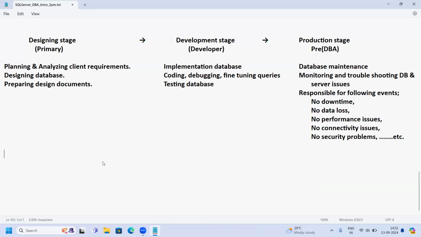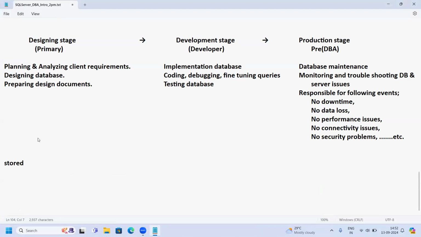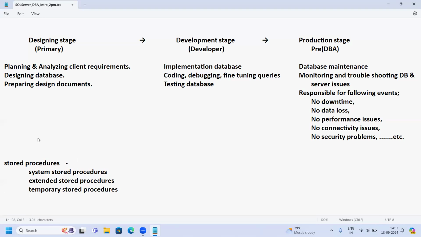One more point, remember: compulsorily, you should have knowledge of stored procedures that we study at development level. In my development classes I teach system stored procedures, extended stored procedures, temporary stored procedures, and user-defined stored procedures.